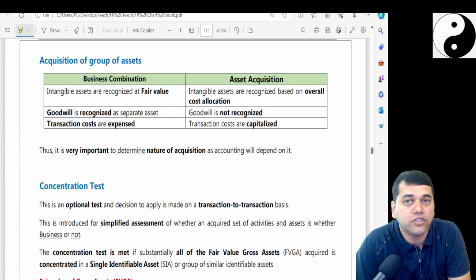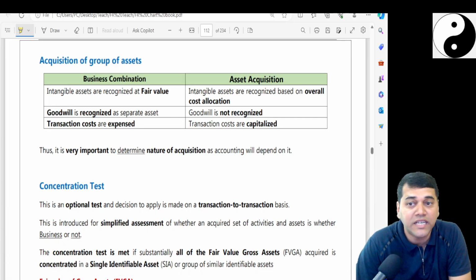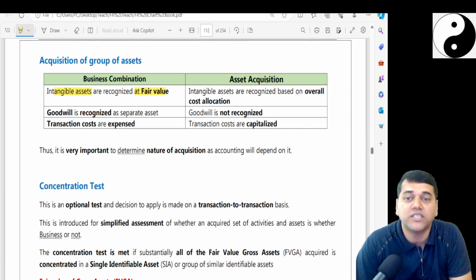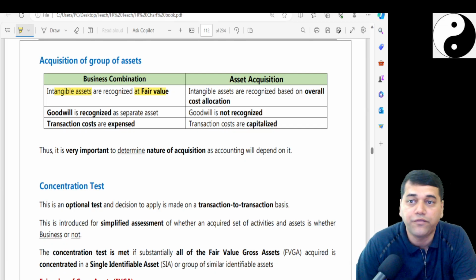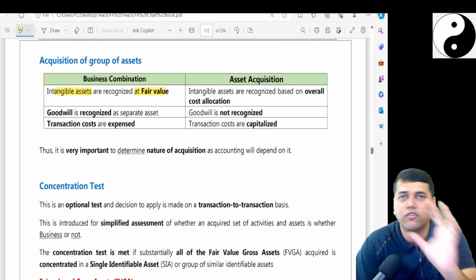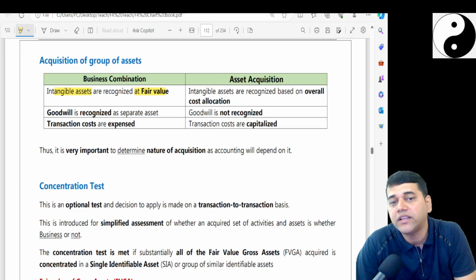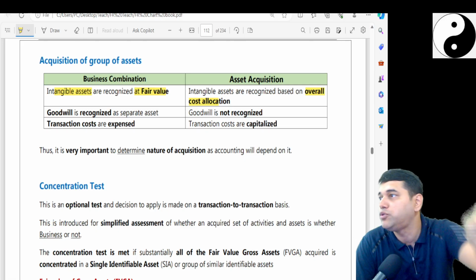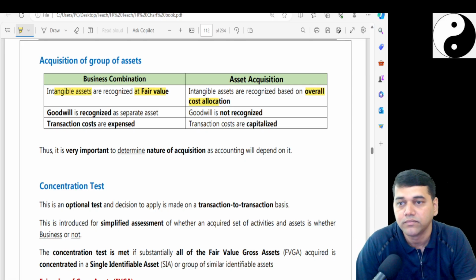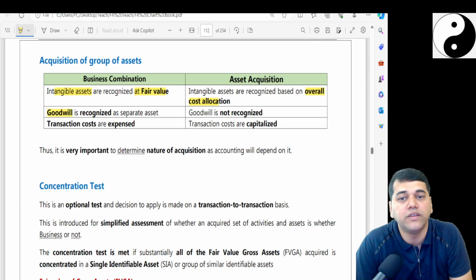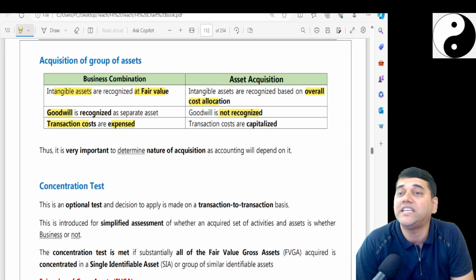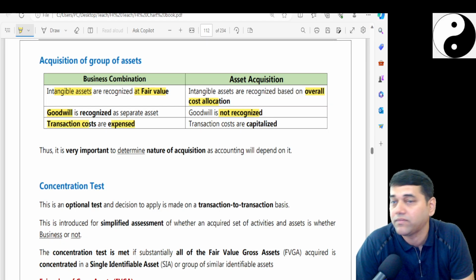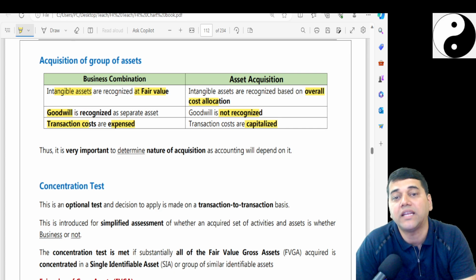So acquisition of a group of assets versus asset acquisition, how is it different? If it is a business combination, every asset is recognized at fair value. However, in asset acquisition, you do a cost allocation. You fix one price and you distribute that among all the assets. Goodwill is recognized in a business combination. Goodwill is never recognized in asset acquisition. Transaction costs are treated as an expense in a business combination, but transaction costs are capitalized in asset acquisition.